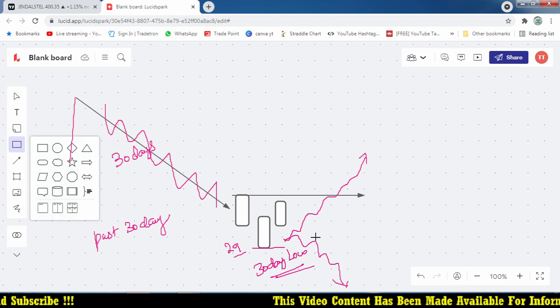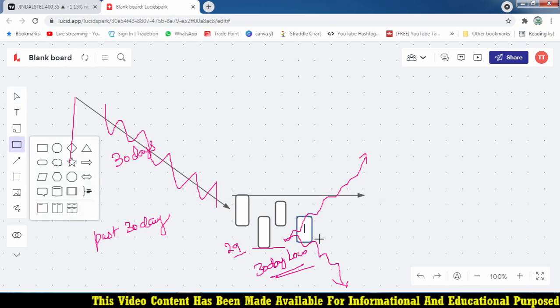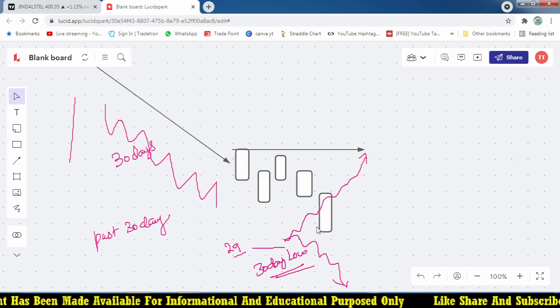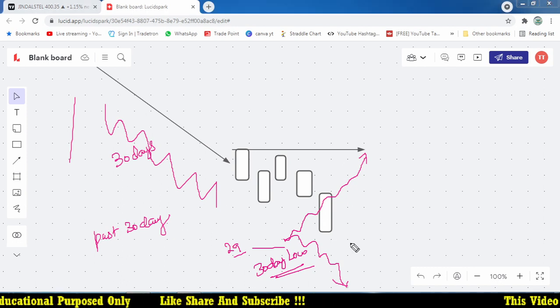If any stock forms like this, it may even continue the trend down again. You got it? But at any point of time, if you check now, this may be the new 30th day low.